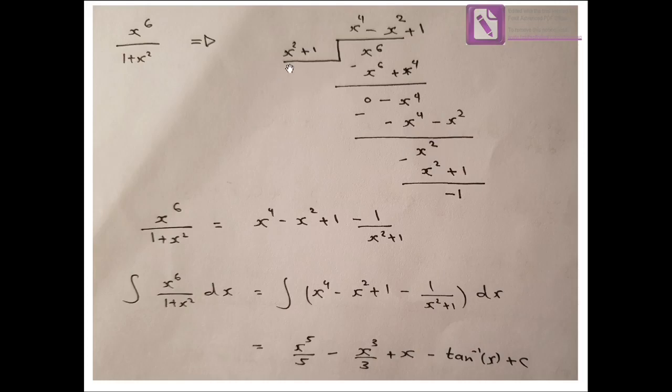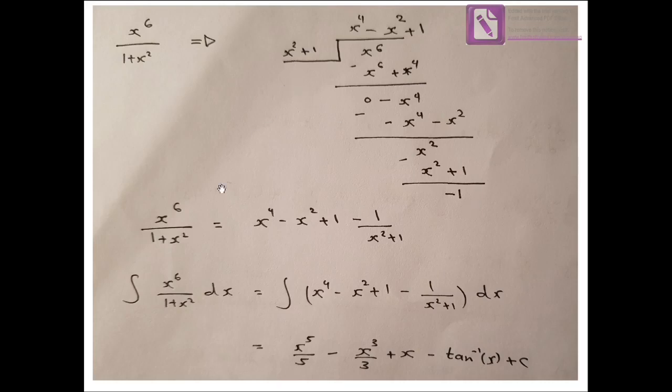x^2 divided by x^2 + 1 will give us 1. 1 multiplied by x^2 + 1 will give us x^2 + 1. So x^2 minus x^2 will be 0. Here we have minus 1 will give us minus 1. So now you cannot divide minus 1 by x^2 + 1, because here the power is 0, and here the power is 2.